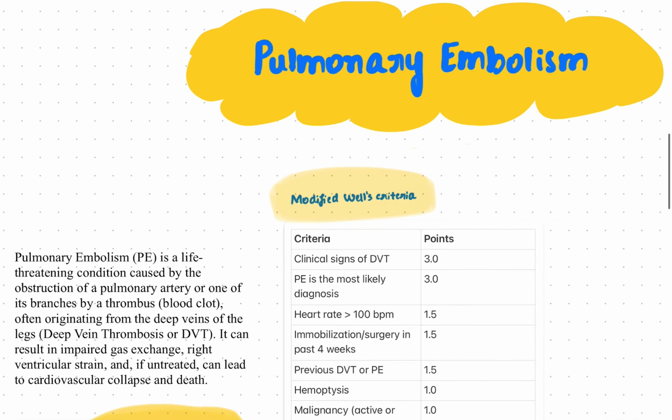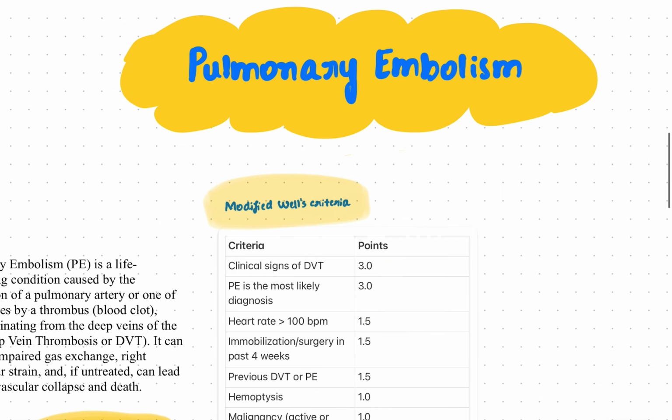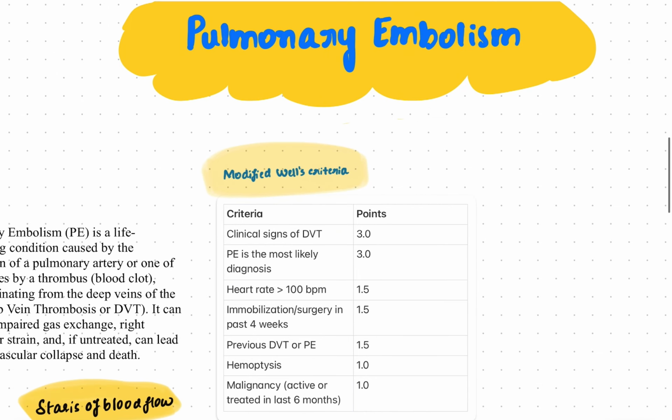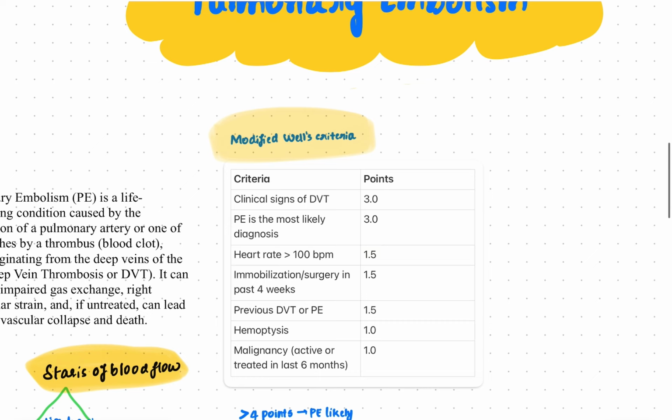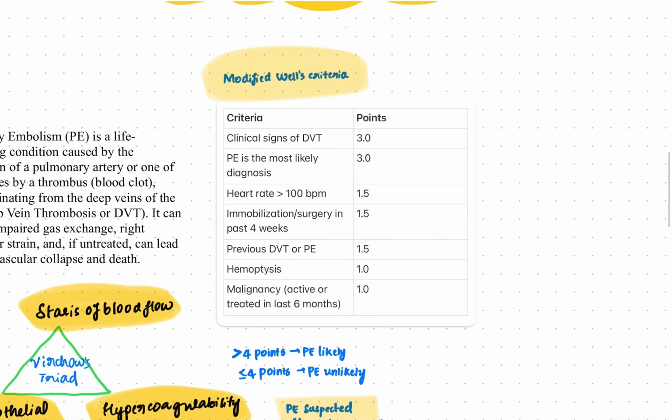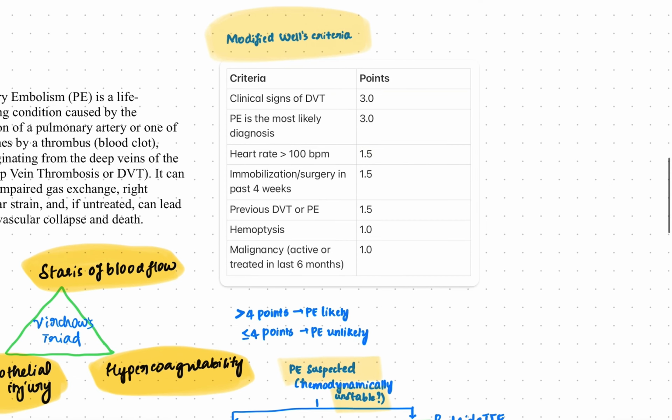death. So to know the probability of this pulmonary embolism, we have one criteria called the modified Wells criteria. Here there are a few things and each one is given a few points. So let us see the modified Wells criteria. First one is clinical signs of deep vein thrombosis. For this we will give 3 points, and pulmonary embolism is the most likely diagnosis. For this we will give 3 points.